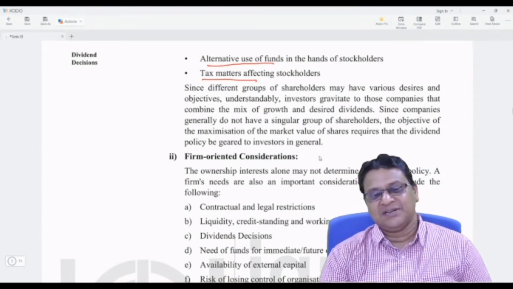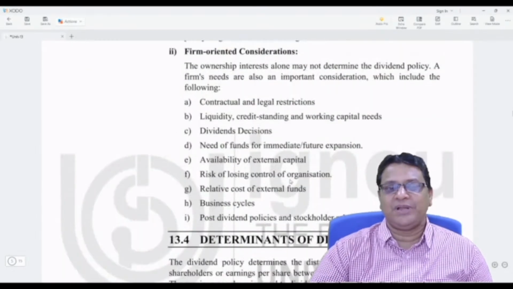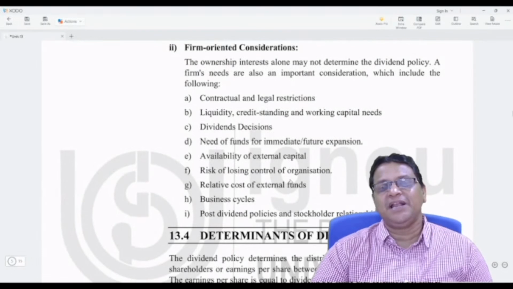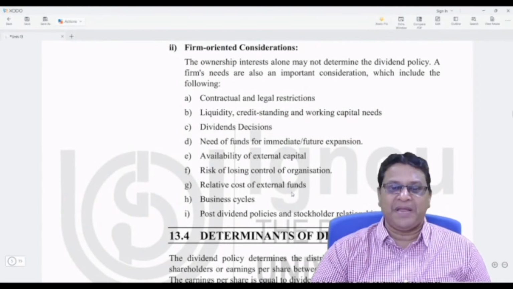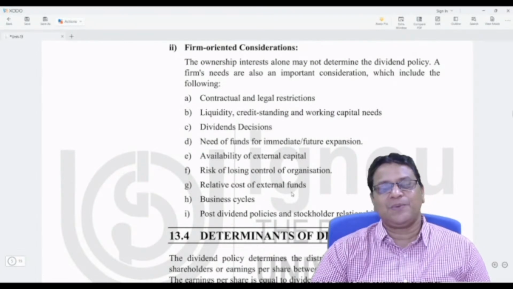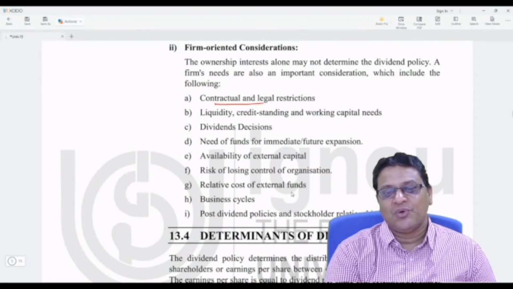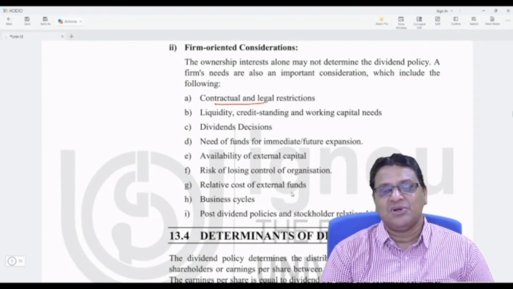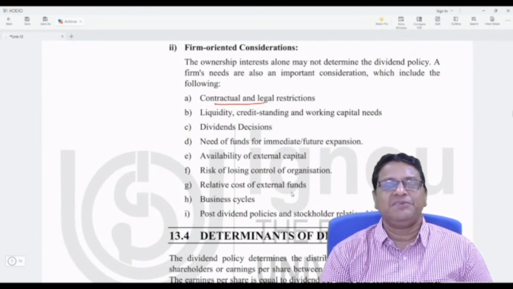Next, we will discuss different firm oriented considerations. What are the firm oriented considerations? Firm related matters which affect the dividend policy. First one is contractual and legal restrictions. What are the contractual restrictions? What are the legal restrictions imposed on payment of dividend?